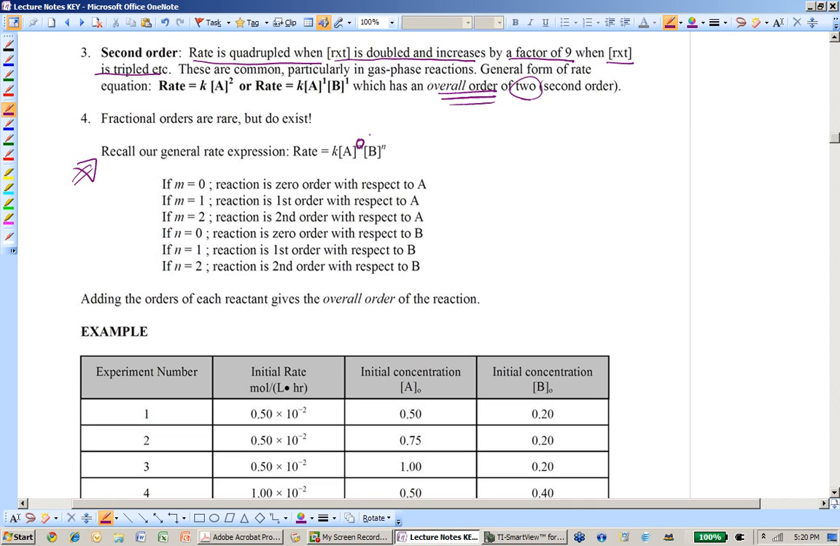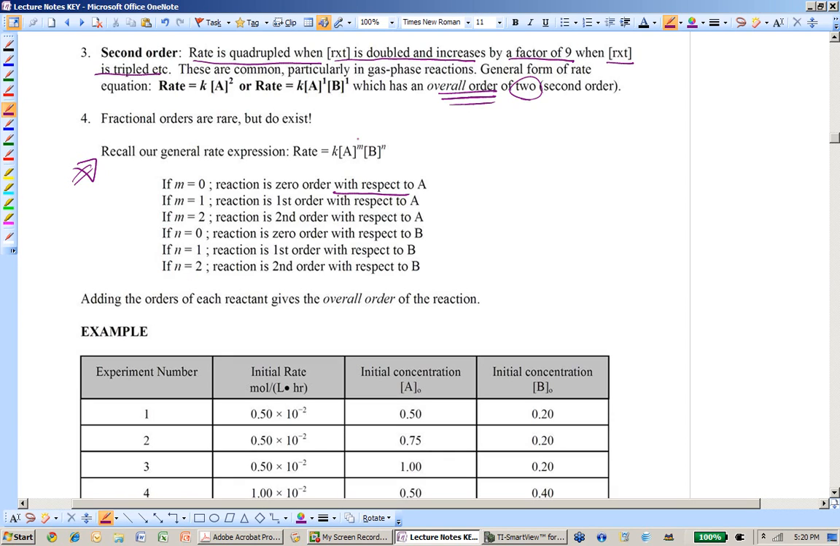If m were 1, it's first order with respect to A. Get it? If m were 2, the reaction is second order with respect to A. Get this with respect part? Because you're going to have to write that. If n is 0, same song, second verse, reaction is 0 order with respect to B. If n were equal to 1, it's first order with respect to B, and if n were equal to 2, the reaction is second order with respect to B.